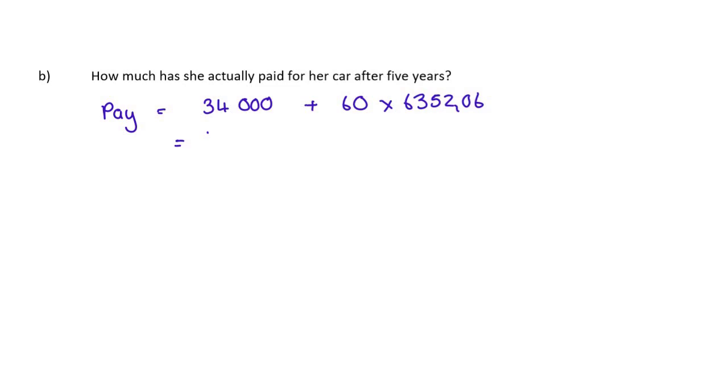Now that gives me the fact that she has paid 415,123 rand and 60 cents. Now, of course, that's more than 340,000 because of the interest, and obviously the difference between that and 340,000, so 75 odd thousand rand, that's the total interest that she paid over her 5 years.